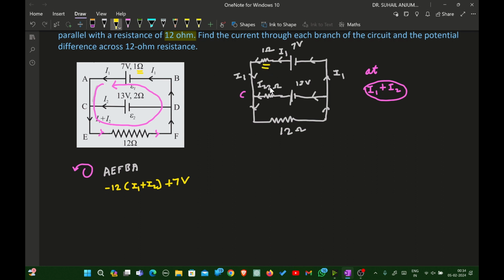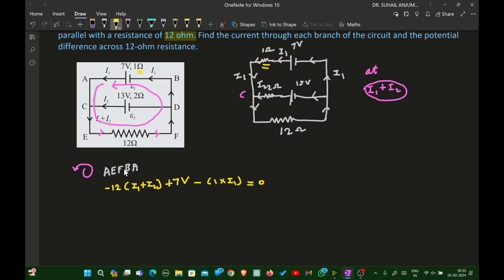Now for this 1 ohm resistance, again the direction of current and the direction of the loop traced are along the same direction. So it will be 1 multiplied by I1, with a negative sign. Why is there a negative sign? The negative sign is because the direction of current and the loop traced are the same. So it will be minus 1 multiplied by I1, and this is equal to 0.